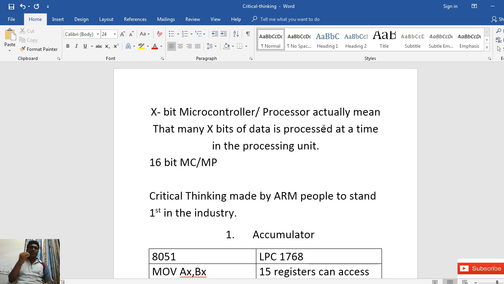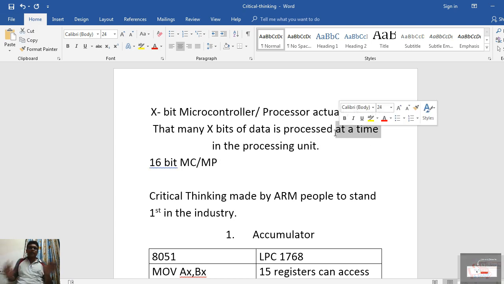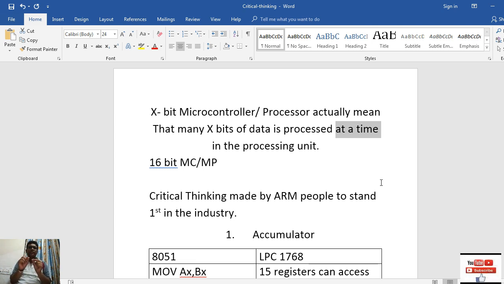If it is a 32-bit microcontroller or processor, it is capable of processing 32 bits of data at a time. You can mark my words here, at a time. So 32 bits of data are going to be processed at a time in your processing unit. The processing unit is the core of your microcontroller or microprocessor. Usually it is the arithmetic and logical processing unit. So this was the answer for this X-bit microcontroller or processor.